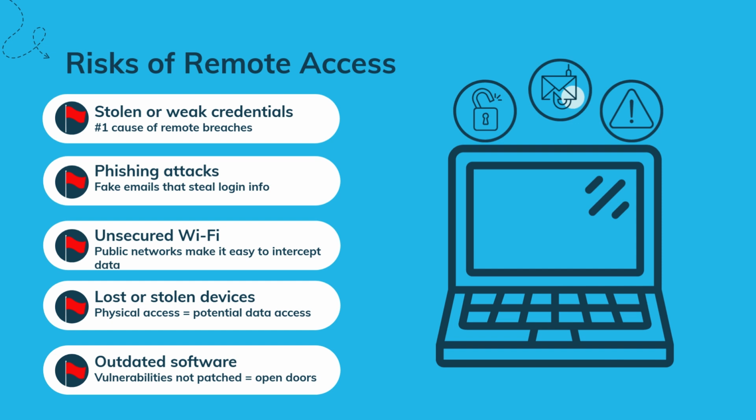And what if you lose your phone or laptop? A lost or stolen device can give someone direct access to work systems, especially if it's not protected with strong security. Finally, outdated software is a silent threat. Skipping security updates means leaving known vulnerabilities wide open for exploit. We'll go a little deeper into a few of these next.